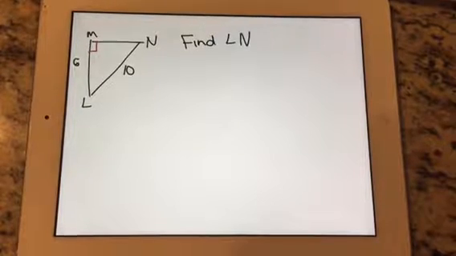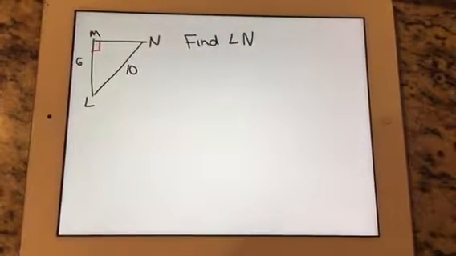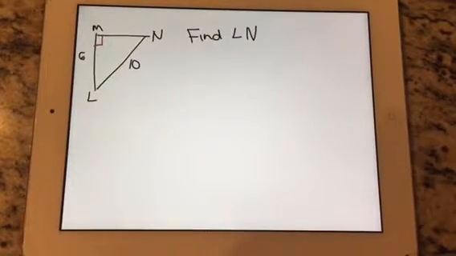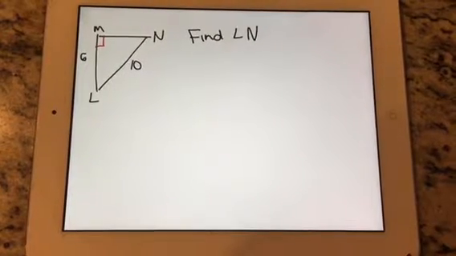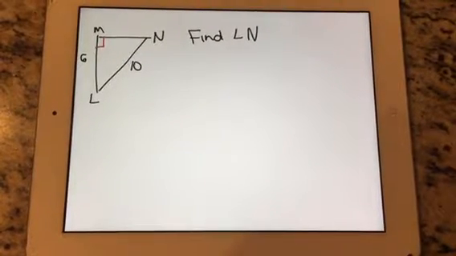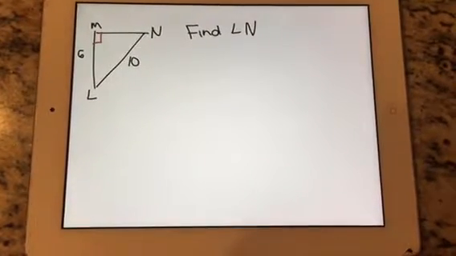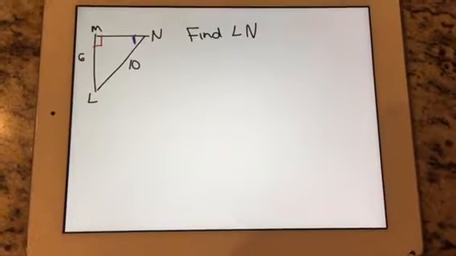All right, so now we used the calculator to find a missing side given an angle measurement and one side. This time we're going to use the calculator to find the angle measurement given two sides in a trig function. In this example, it's asking us to find angle n. So angle n is up here. This is where we're looking from, right?